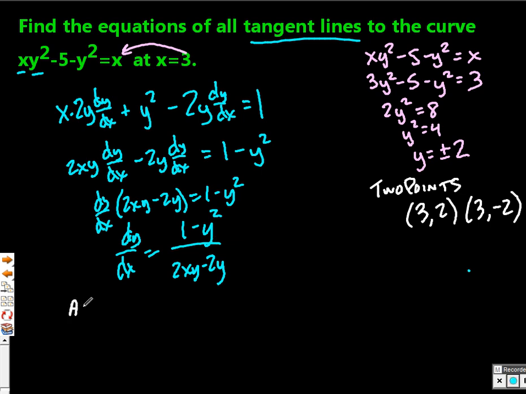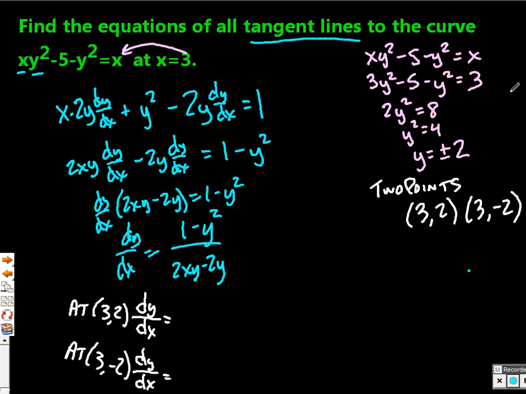So at the point (3, 2), the derivative is equal to something, and at (3, negative 2), the derivative is equal to something. So I'm going to plug those values into the derivative function we just found. So this is 1 minus 2 squared, and on the bottom you've got 2 times 3 times 2 minus 2 times 2. So my numerator becomes negative 3. My denominator becomes 12 minus 4, which is 8.